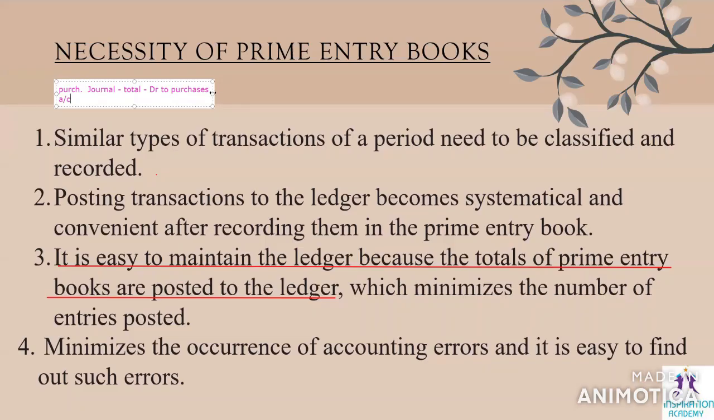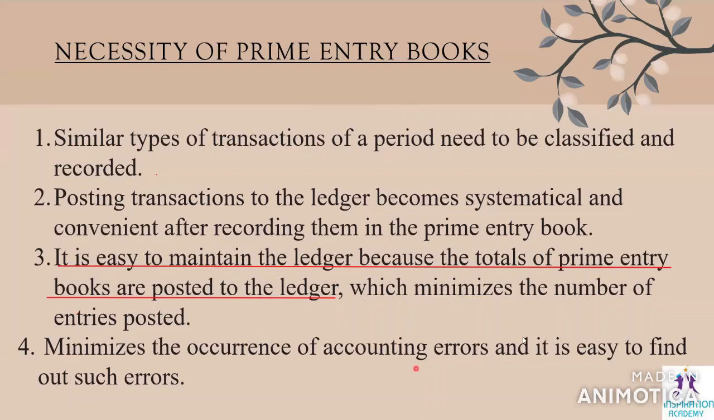And in the sales journal, the total is credited to the sales account, right? Like that, we take only the total to the ledgers from the prime entry book. So that is convenient when we post in the ledger, and it minimizes the number of entries. If not, your ledger becomes very lengthy and very difficult to see, and it needs a lot of space and all those issues you get.